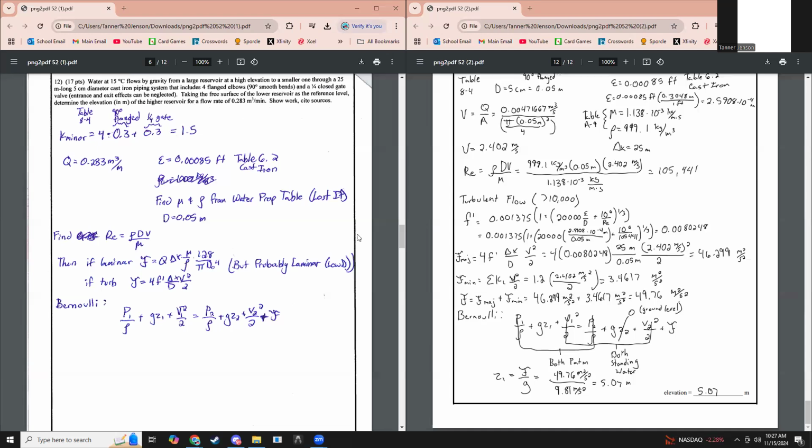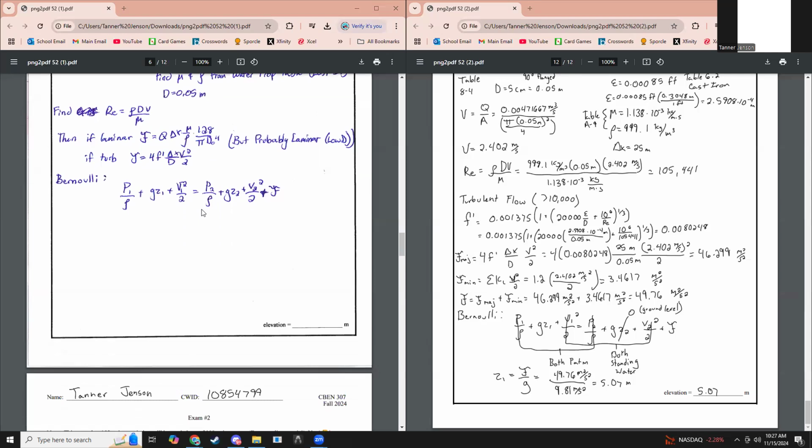Again, my only problem during the exam was not being prepared enough and losing my water properties table before the exam.